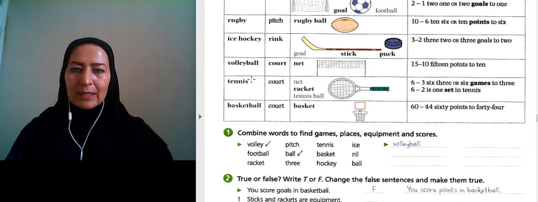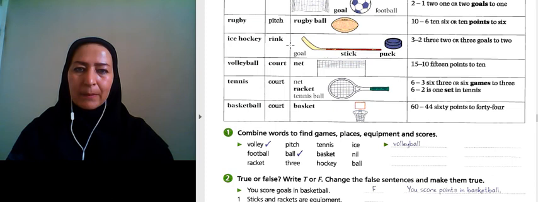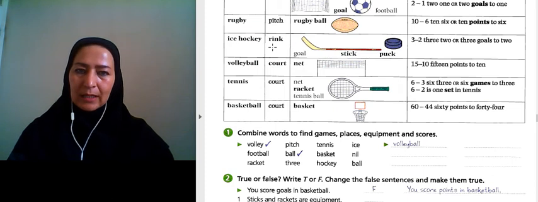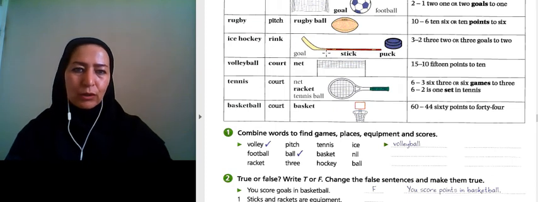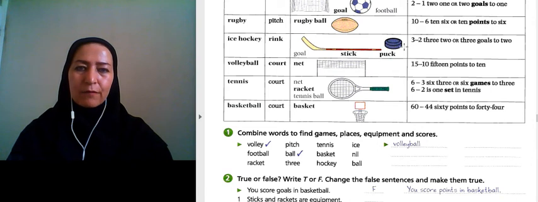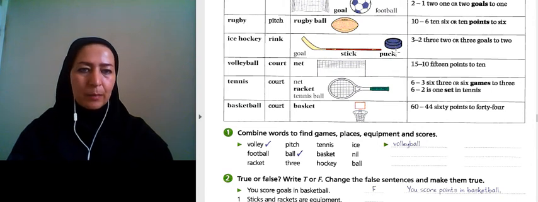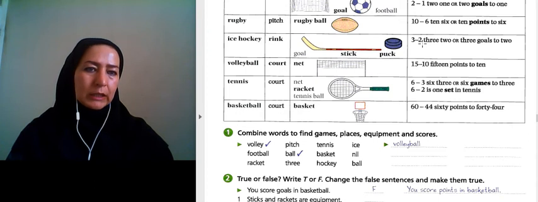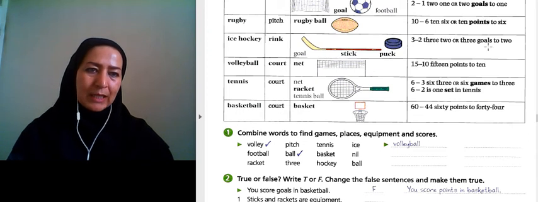The other game is called ice hockey. The place that we play ice hockey is called a rink. And what do we need for ice hockey? We need a stick and a puck. Again, this is a kind of ball. Here we have a rugby ball, here a ball, and this is called a puck. 3-2, or we say 3 goals to 2, exactly like football. 2 goals to 1, 3 goals to 2.